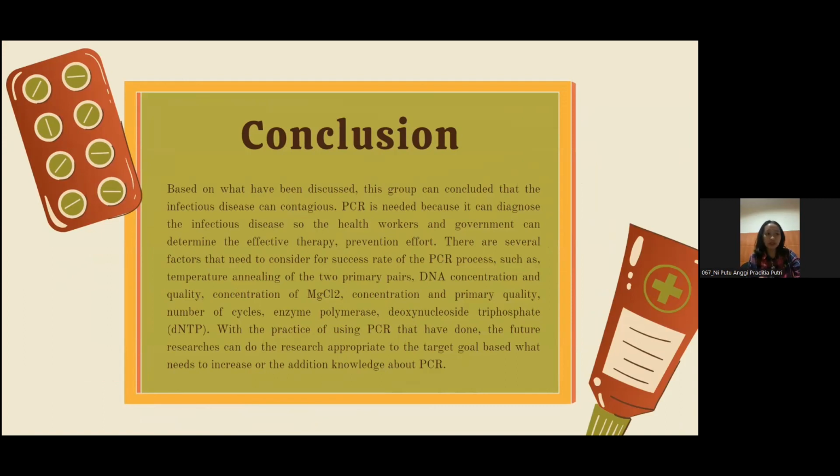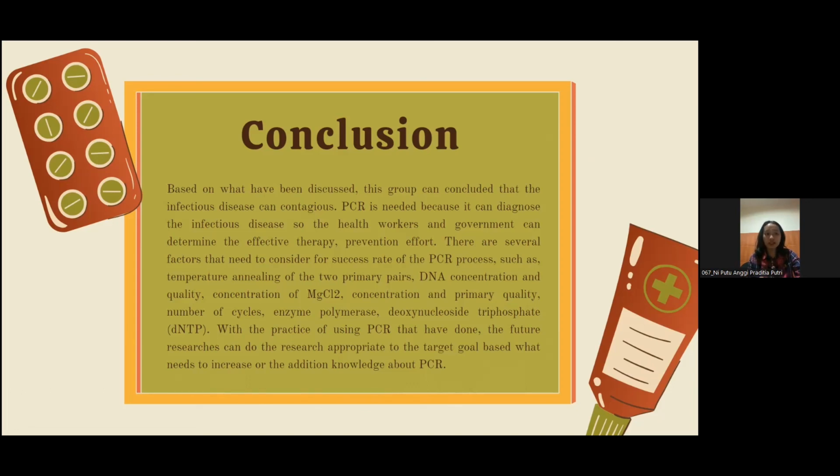I'm going to explain about the conclusion and advice of this student project. The conclusion of this student project, based on what has been discussed, is that this group can conclude that infectious disease can be contagious, so PCR is needed because it can diagnose the infectious disease so the health workers and government can determine the effective therapy, prevention, and treatment.